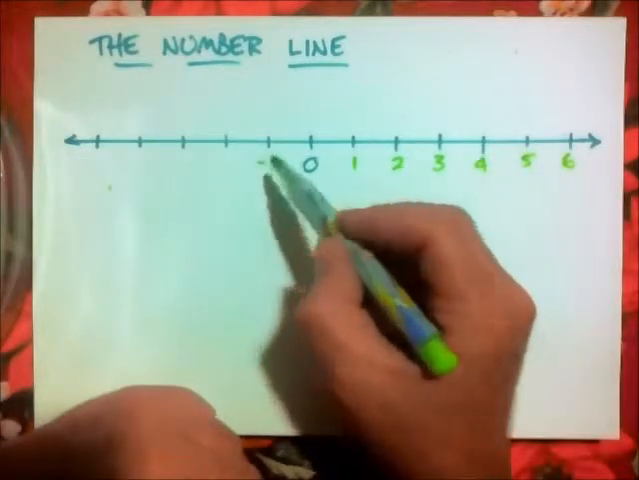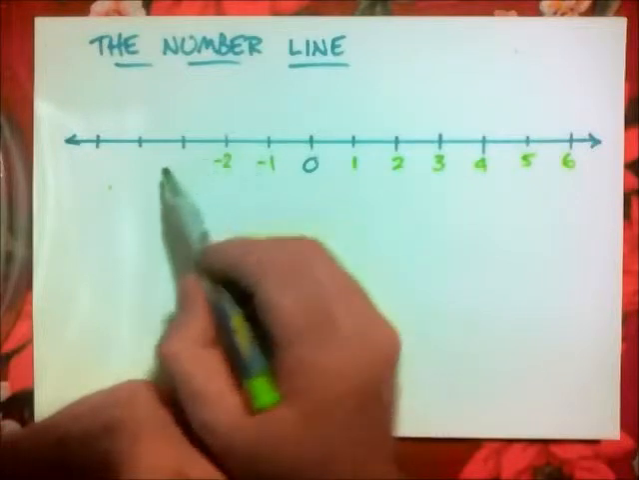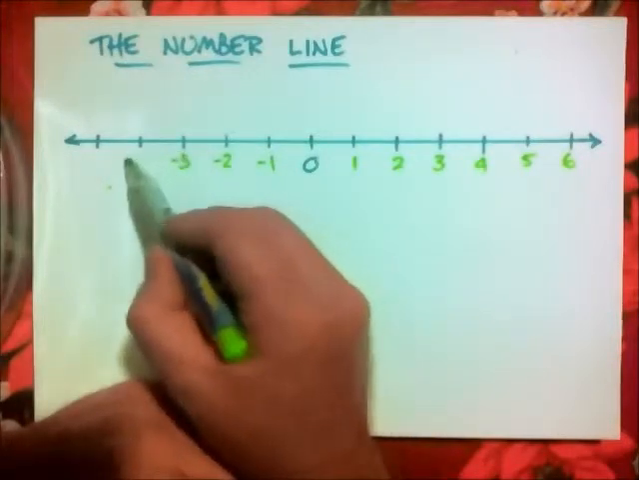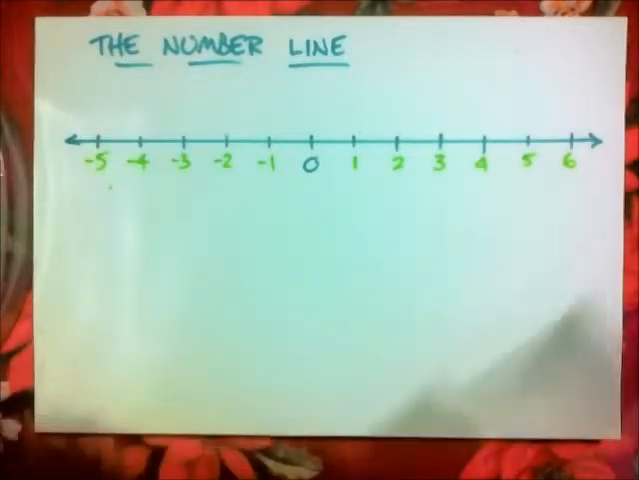Negative numbers are to the left of 0. 1 space left is -1. 2 spaces to the left of 0, -2. 3 spaces to the left, 4 spaces to the left, 5 spaces to the left of 0, -5.